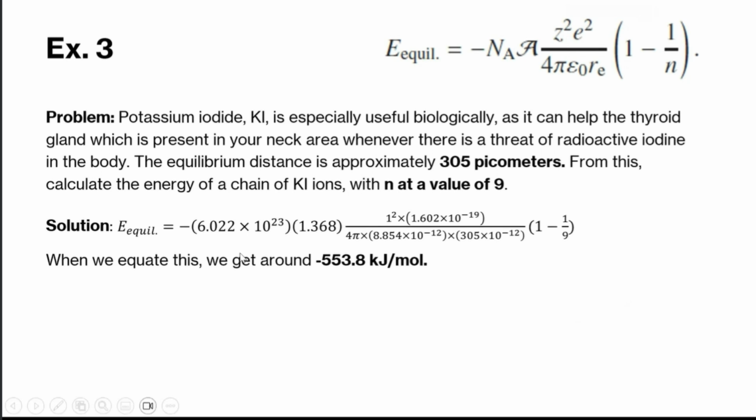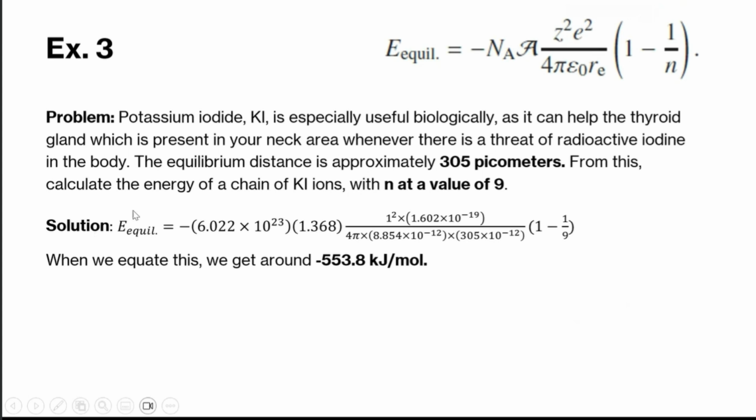So here's our third example. Potassium iodide is especially useful in a biological sense, as it can help the thyroid gland, which is present in your neck area, whenever there's a threat of radioactive iodine in the body. The equilibrium distance, which is RE, I forgot to mention that, is approximately 305 picometers.